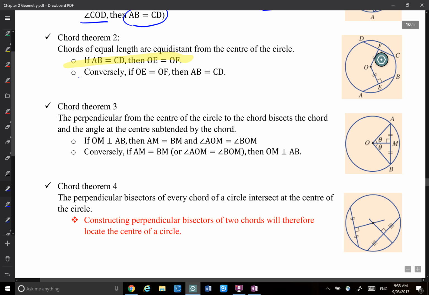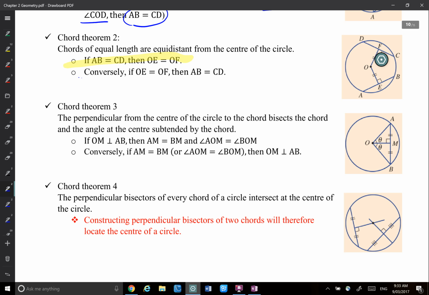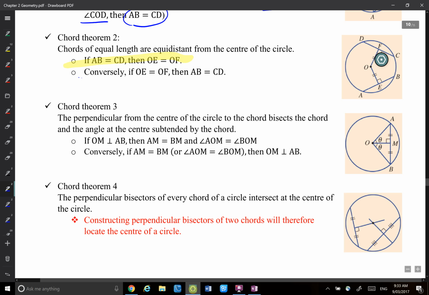So, chord theorem number 3. The perpendicular from the center of the circle to the chord bisects the chord and the angle at the center subtended by the chord. So, I have a chord here, and I draw a perpendicular line to the chord. It bisects the chord, AM equals BM, and also bisects the angle subtended by the chord. So it also bisects the angle AOB.